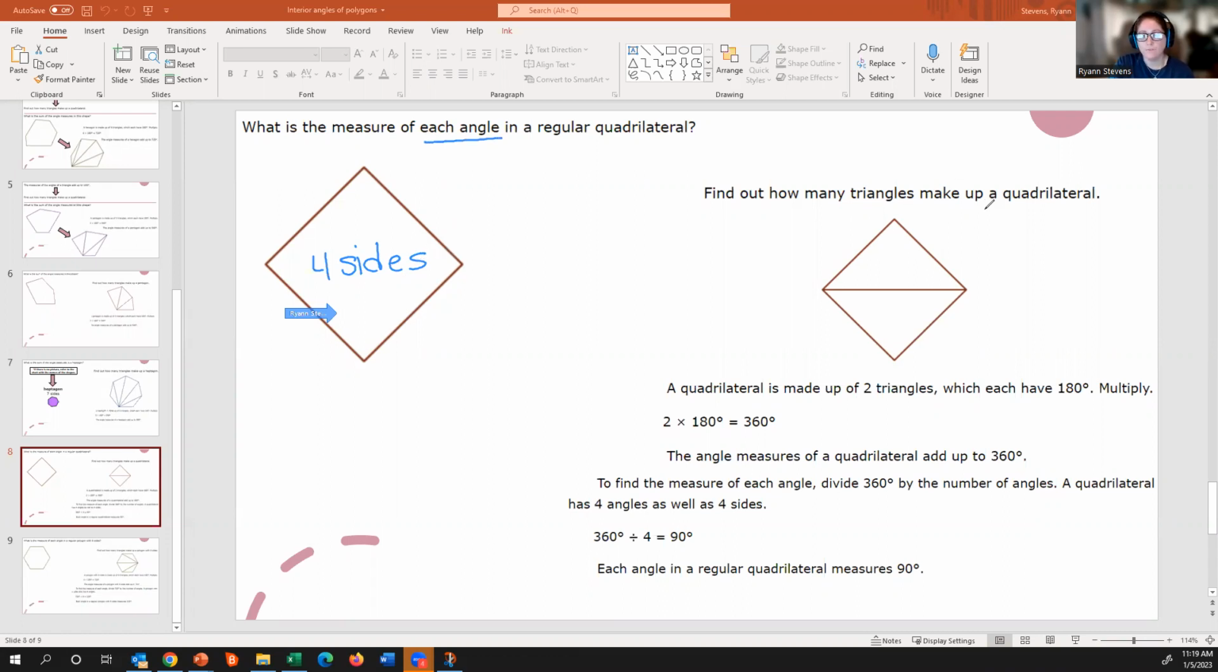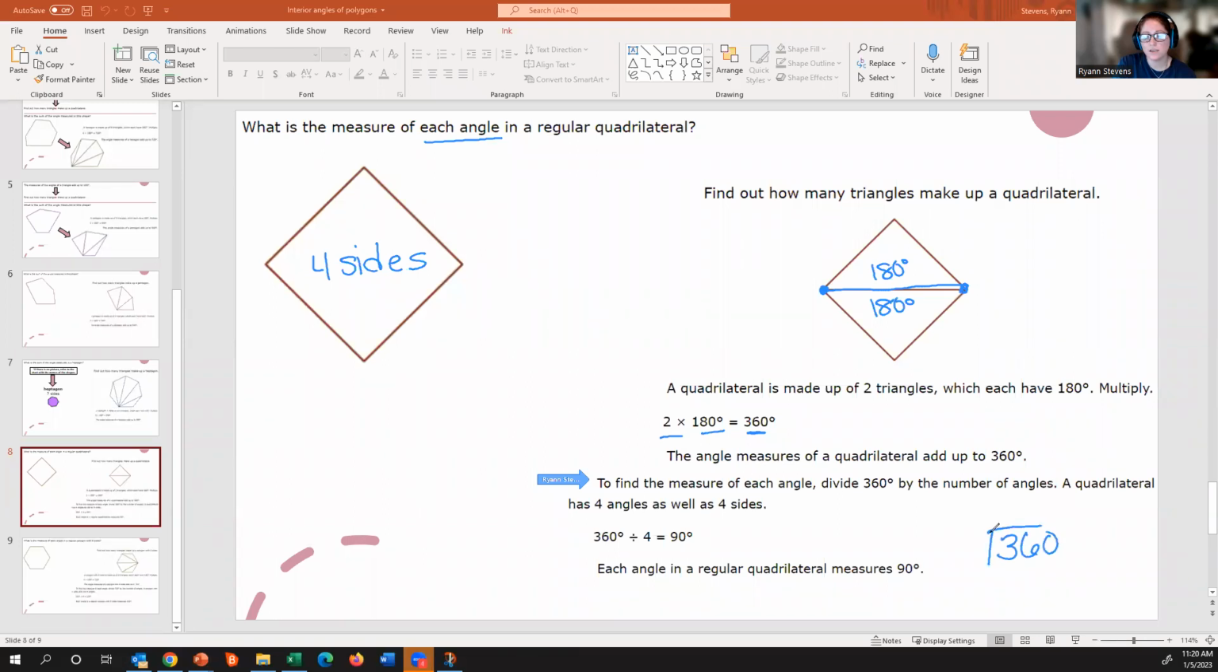So again, we want to figure out how many triangles make up a quadrilateral. So we can connect these 2 points, gives us 2 separate triangles, and this is 180, this is 180, okay? And we multiply. 2 times 180 is going to tell us that this quadrilateral is equal to 360 degrees total, okay? 360 degrees total. To find the measure of each angle, this part's very important. To find the measure of each angle, divide 360 by the number of angles.